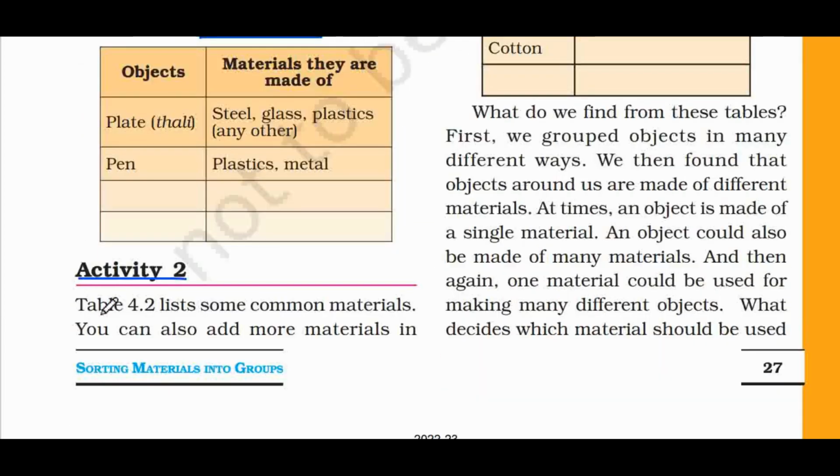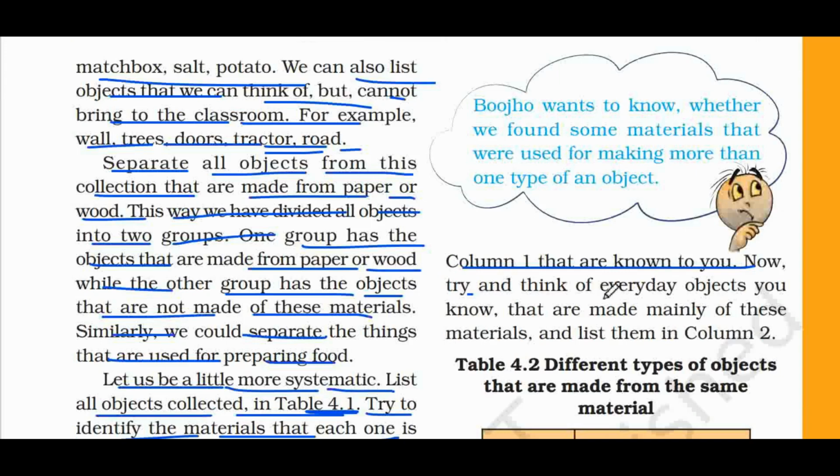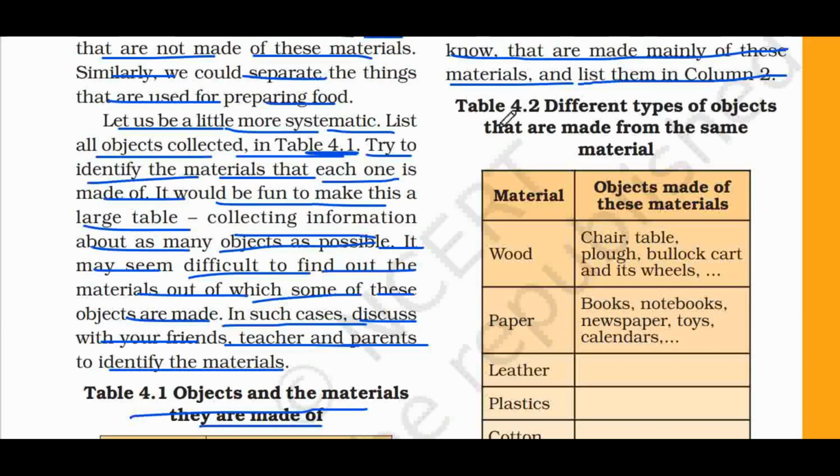Activity 2. Table 4.2 lists some common materials. You can also add more materials in column 1 that are known to you. Now, try and think of everyday objects you know that are made mainly of these materials, and list them in column 2. Bujo wants to know whether we found some materials that were used for making more than one type of object. Table 4.2: Different types of objects that are made from the same material.